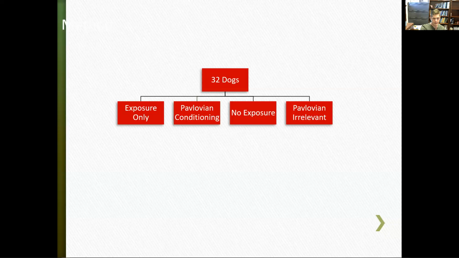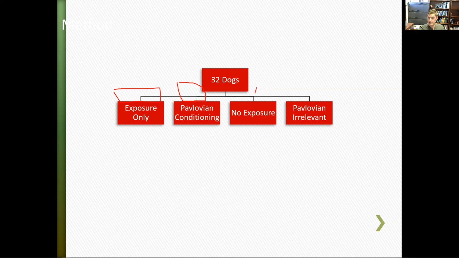So I conducted a study many moons ago now, where we took 32 dogs and we randomly assigned them into 4 groups. We gave them just simple exposure to an odor. We gave them Pavlovian conditioning to an odor, which would be odor, food in a delay conditioning manner. So if you don't remember what delay conditioning is, go back to lecture 2. We gave a no exposure control, and then we did Pavlovian conditioning to an odor that we weren't going to train them on.